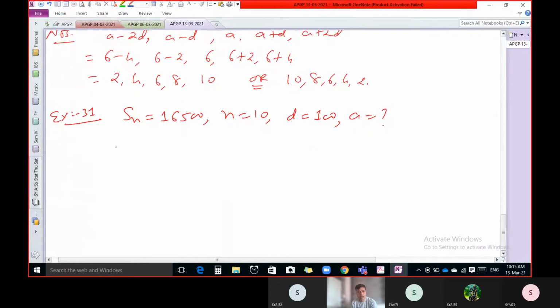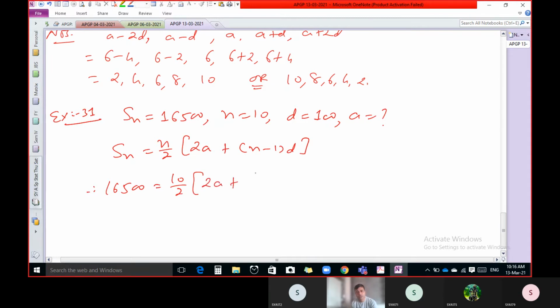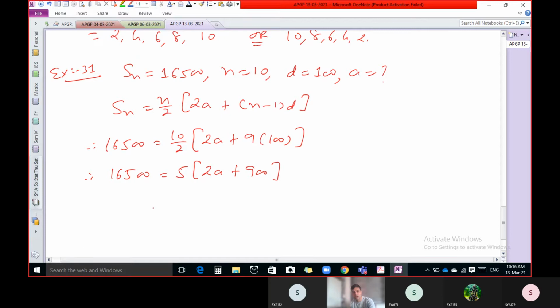Okay. Now use the formula of Sn. Tell me the formula of Sn. n by 2 in bracket 2a plus (n minus 1) into d. Put all the values. a is unknown. 10 minus 1 is 9 and this is 100. This is 5. 16,500 equal to 5 in bracket 2a plus 900. Either divide both the sides by 5 or open the bracket. Divide both the sides by 5. Tell me, if we divide this by 5, what we get?